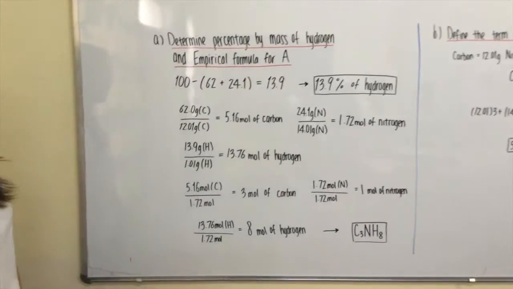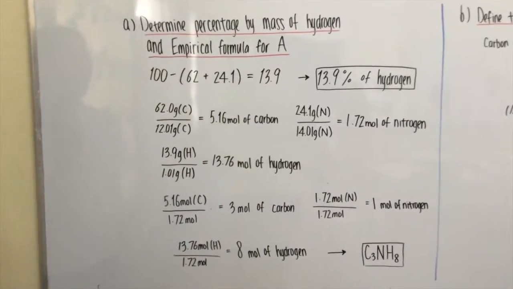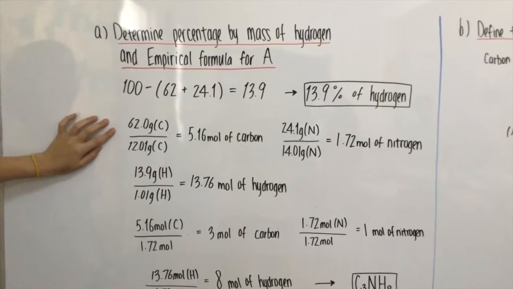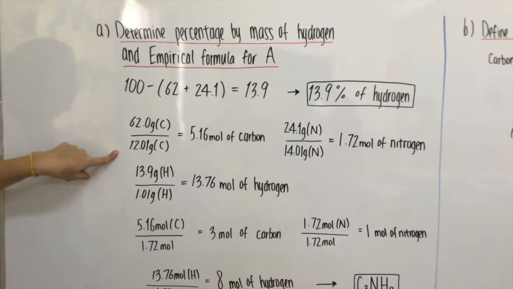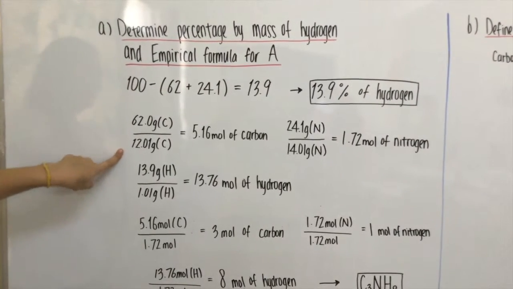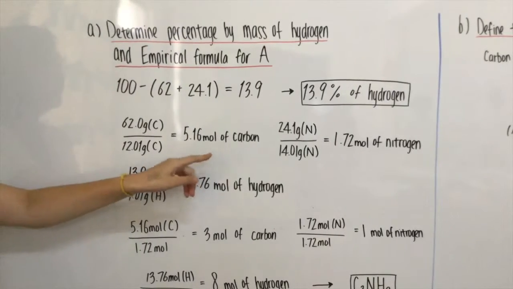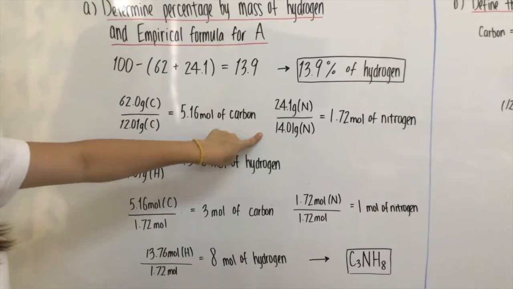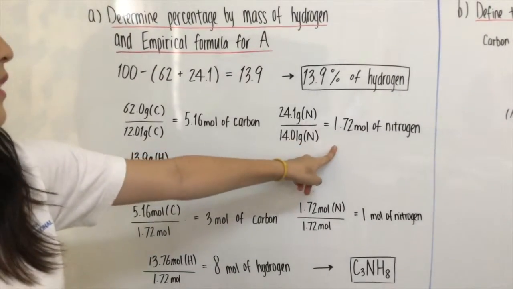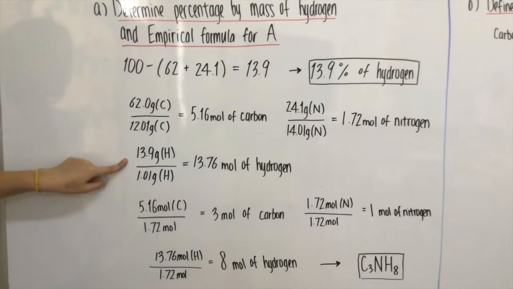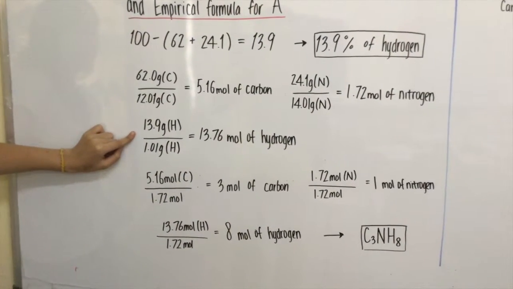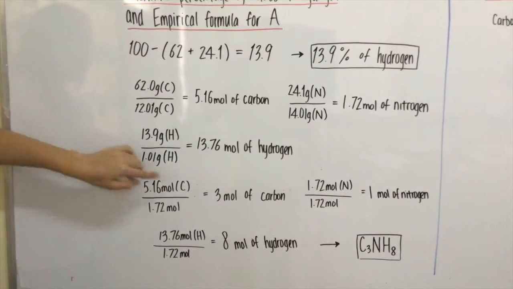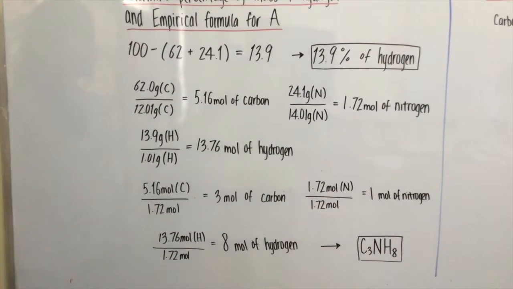Then to find the molecular mass, you have to find the moles of each element. 62.0 grams of carbon divided by its molar mass, 12.01 grams, will give you 5.16 moles of carbon. And do the same for the rest: 24.1 grams of nitrogen divided by its molar mass, 14.01 grams, will give you 1.72 moles of nitrogen. Lastly, for hydrogen, 13.9 grams, which was found above, divided by its molar mass, 1.01 grams, will give you 13.76 moles of hydrogen.